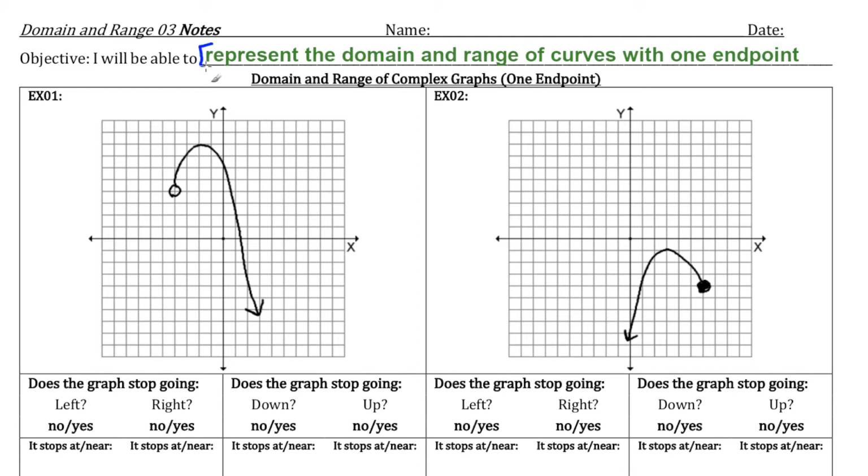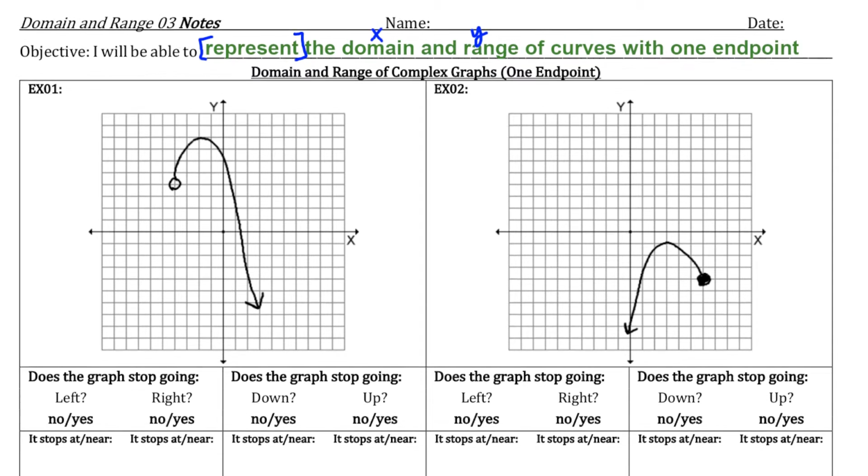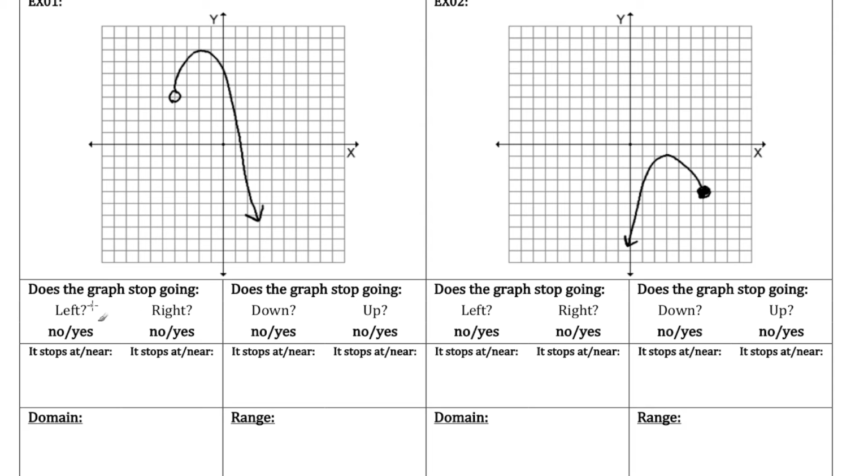Okay, so in this lesson, I'm going to represent the domain and range of curves with one endpoint. If you look at example number 1 and number 2, they're both curves and they both stop at a certain point. But then the other end, they just keep going. Now, the first thing that we'll do is talk about the domain. Remember, the domain measures how far left and right something is.